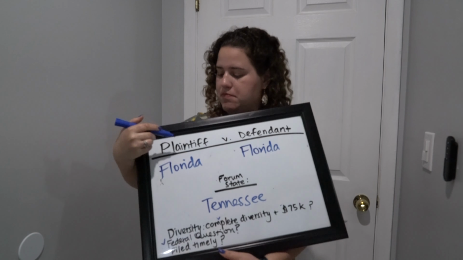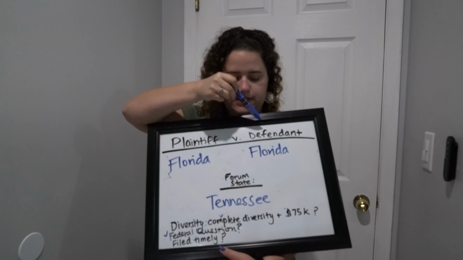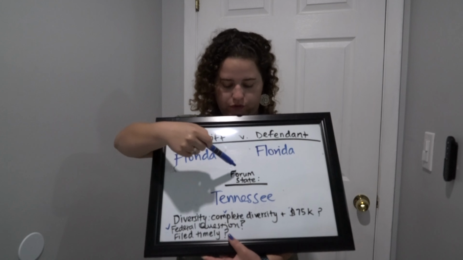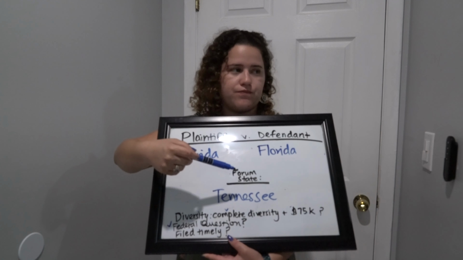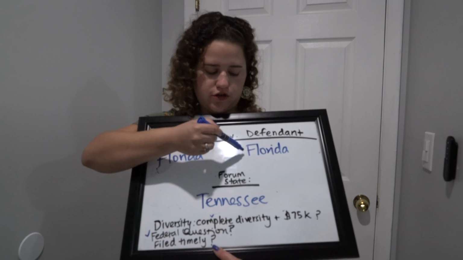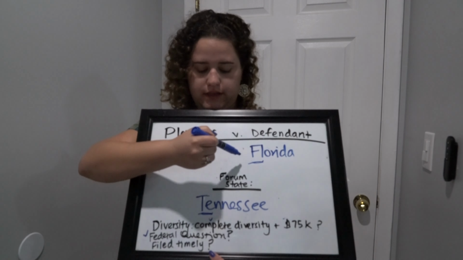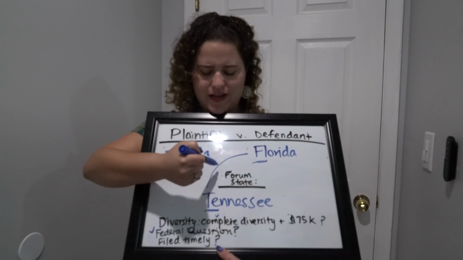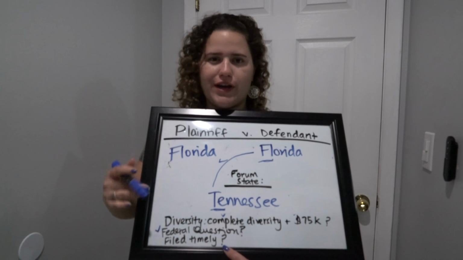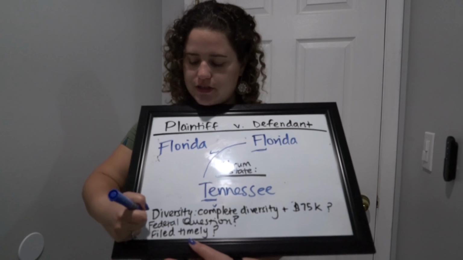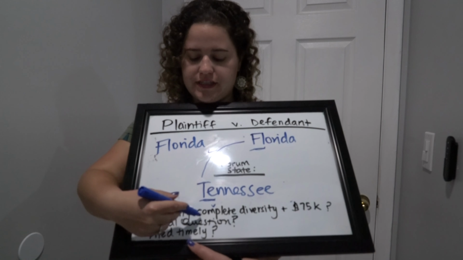Here we have plaintiff domiciled in Florida, defendant domiciled in Florida, and forum state in Tennessee. Okay, so we look here. Defendant state and the forum state. They are different. Yes, that works for removal. Okay, we're good. Now we go down to diversity jurisdiction.